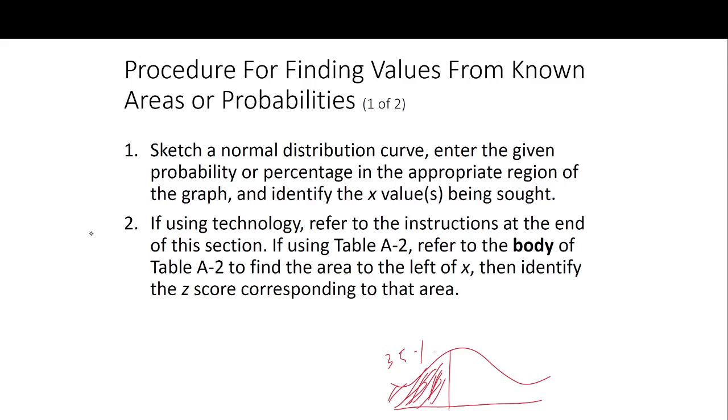And identify the x value. To find the x value for this one, first of all, you can find the z value, and you can go from the z value to the x value. For finding the z value, you can use technology like we discussed in the previous section, or you can use a table, or an Excel sheet, and from the z-score you can go to the x value. Okay, how do you do that?